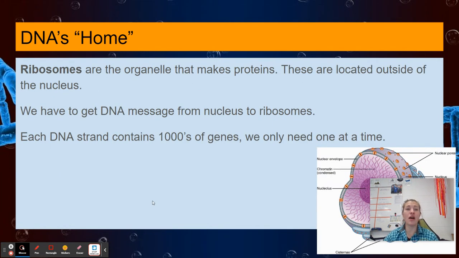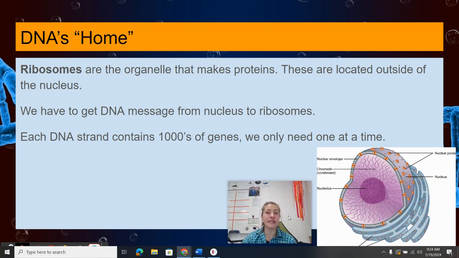So ribosomes are the actual organelle that makes proteins, and these are located outside of the nucleus. So we have to get that DNA message from the nucleus to the ribosome. And with this as well, every single strand of DNA that we have codes for thousands and thousands of genes, but we only need one at a time. Like if you needed to express the gene to make more hair protein, to grow your hair, but you express genes for every single thing in your body, that would be using a ton of resources. It would be really, really counterproductive to what we're trying to do. So we only need to make one gene at a time.